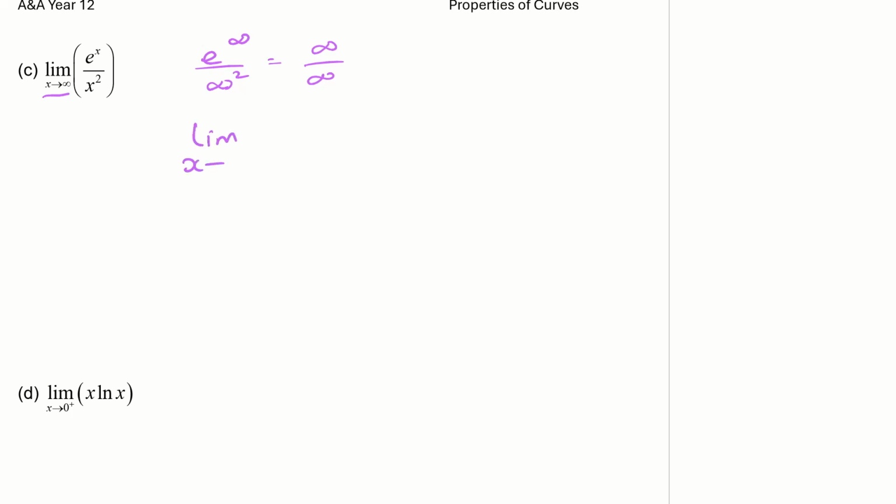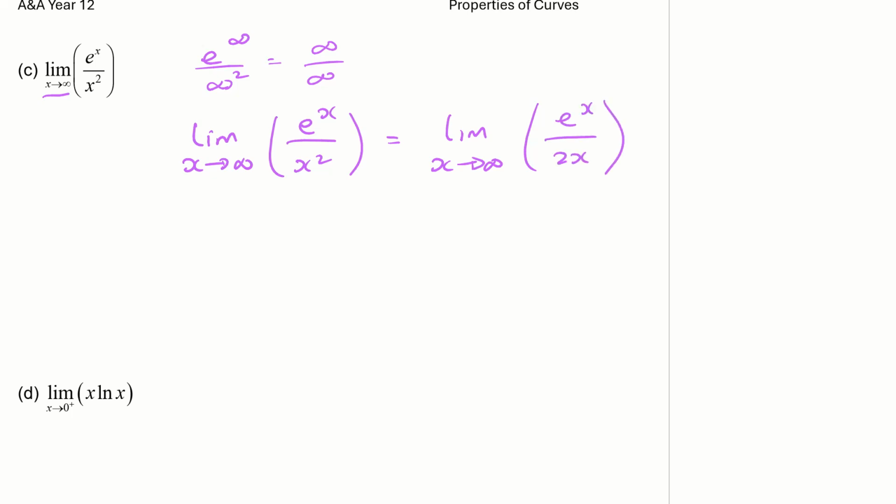So the limit as x tends to infinity of e to the x over x squared is going to be the limit as x tends to infinity of e to the x over 2x. Now that will give us infinity over infinity again if we substitute, so we can differentiate again. So it's the limit as x tends to infinity of e to the x over 2, and that is going to be infinity because we will get e to the infinity on top, but we've just got 2 on the bottom, so we can now determine that it is going to go to infinity.